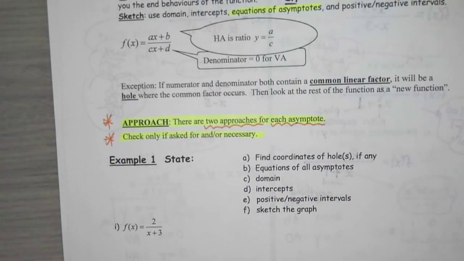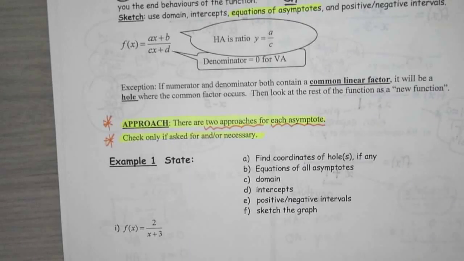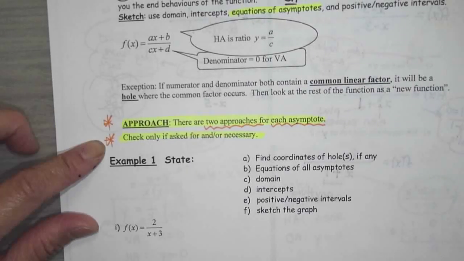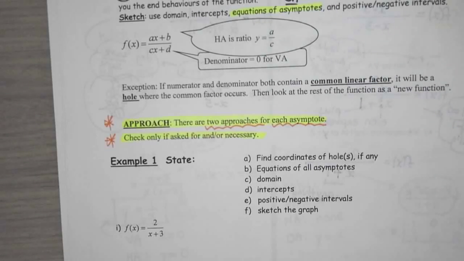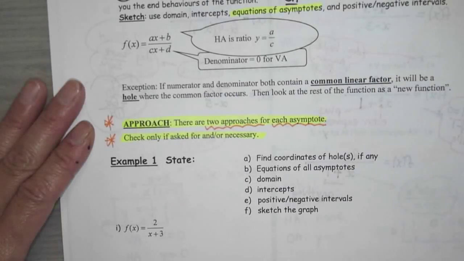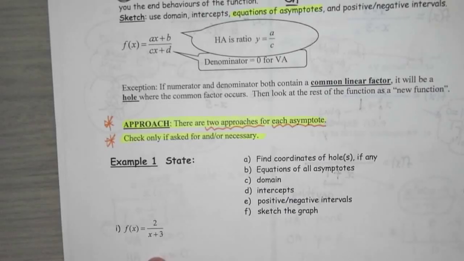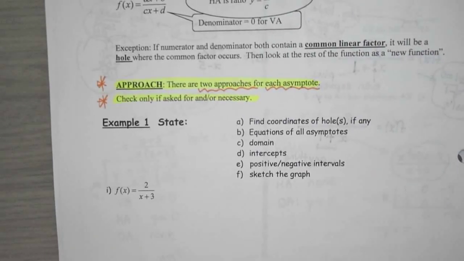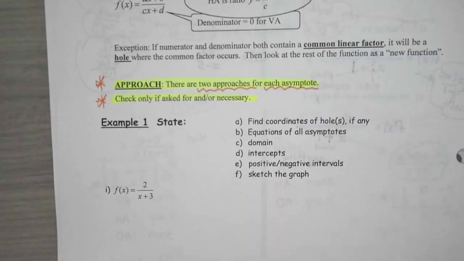If we ask you to check it, then you're going to check it. If we don't ask you to check it, you don't have to, but sometimes we will ask you to check it, and I'll show you what that means as we go through the questions. So this is new, the approach part. Everything else is pretty much the same. So let's do the rest of the stuff that we do know, and then we'll add the new approach stuff to it.